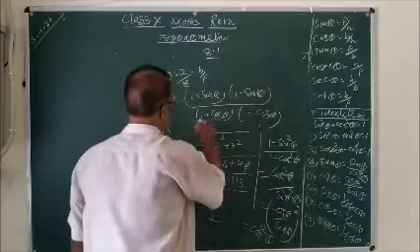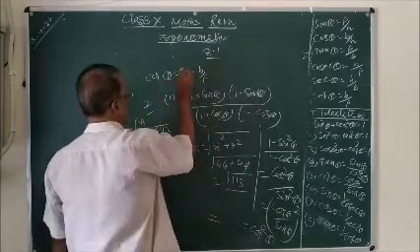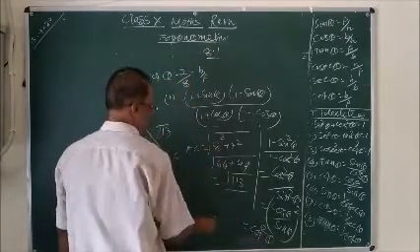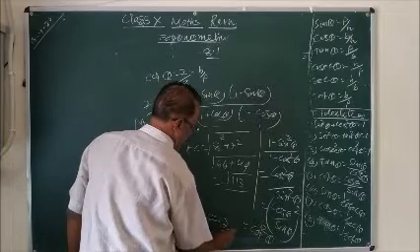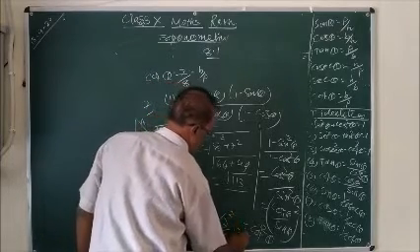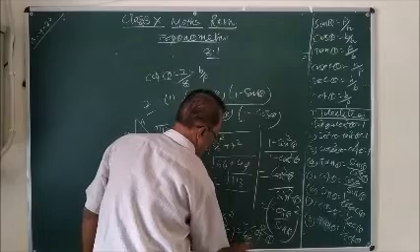Now cot θ is given. How much? 7 by 8. So this means (7/8) whole square, and this is 49 by 64.